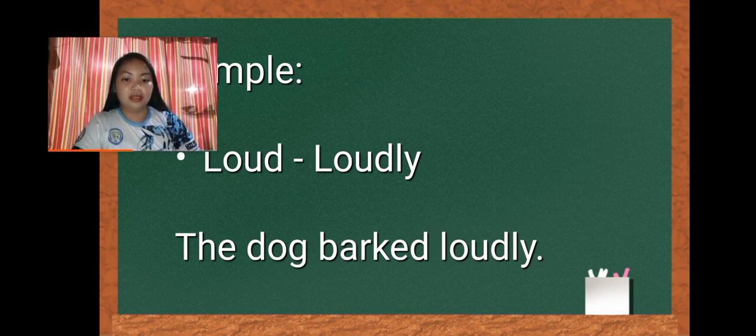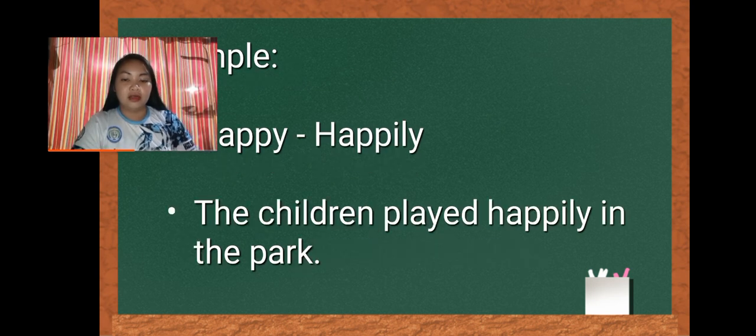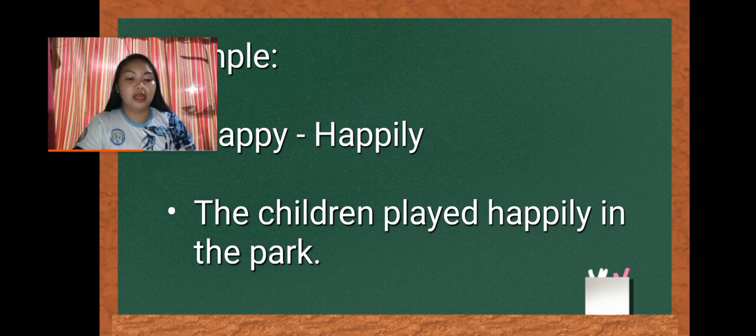Let's have another example. From the word happy, just add ly to make it an adverb, which is happily. Let's use the word happily in a sentence. The children played happily in the park. So the adverb of manner here is the word happily because it tells us how the children played in the park, and it is placed after the main verb, which is the word played.